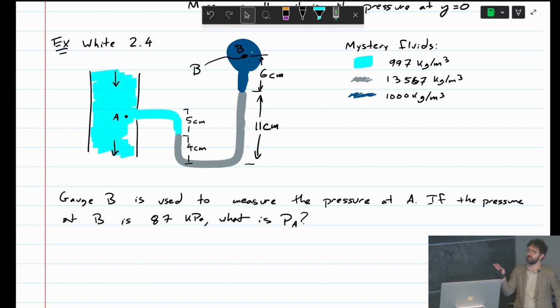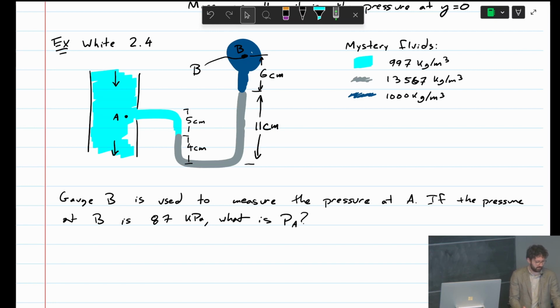If you can't see something on the projector, there's much less contrast on the projector than there is here. So if something's unclear, just let me know and I can mark it. No questions on the setup?